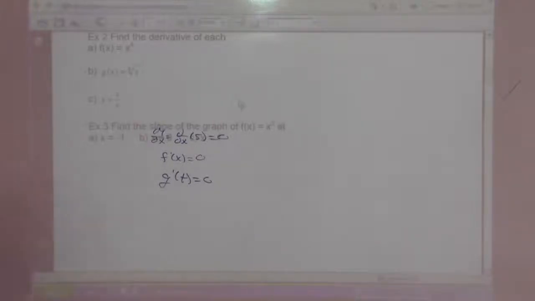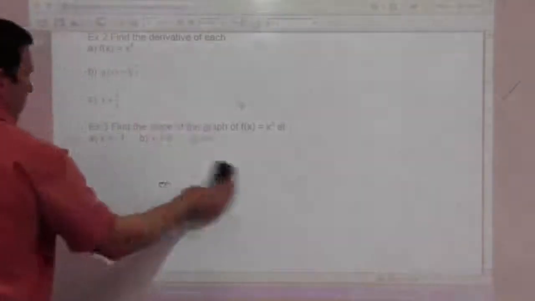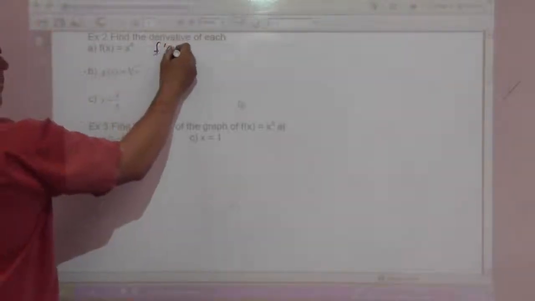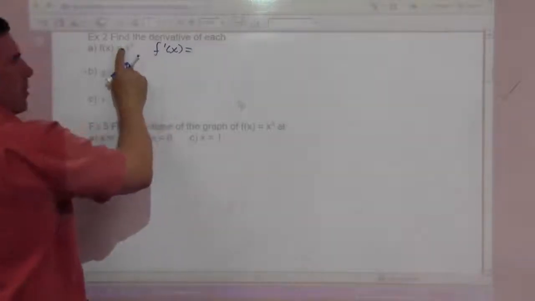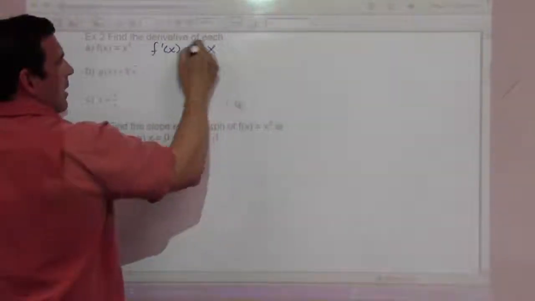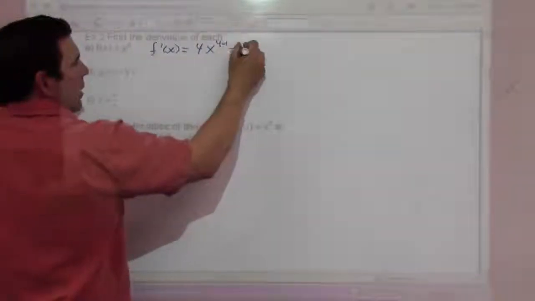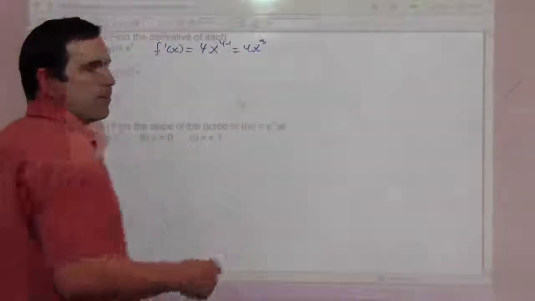We're going to find the derivative of each of these. First of all, f prime of x. Well, f of x is x to the 4, so f prime of x, that 4 is going to come out front. 4x to the 4 minus 1 is 4x to the third power.